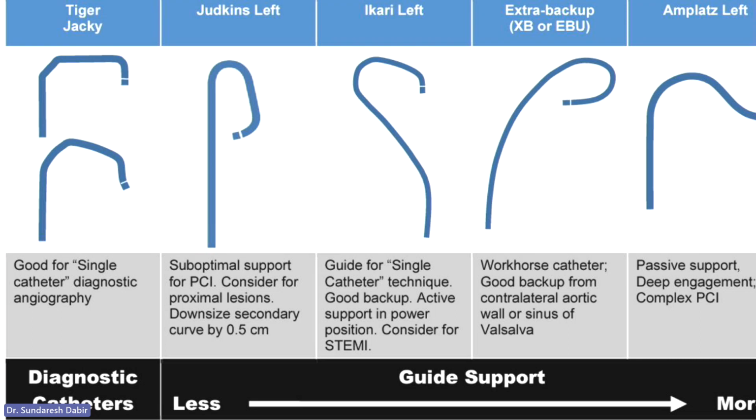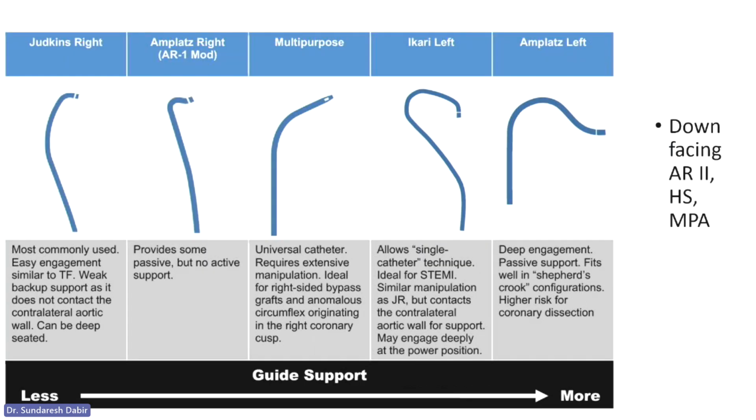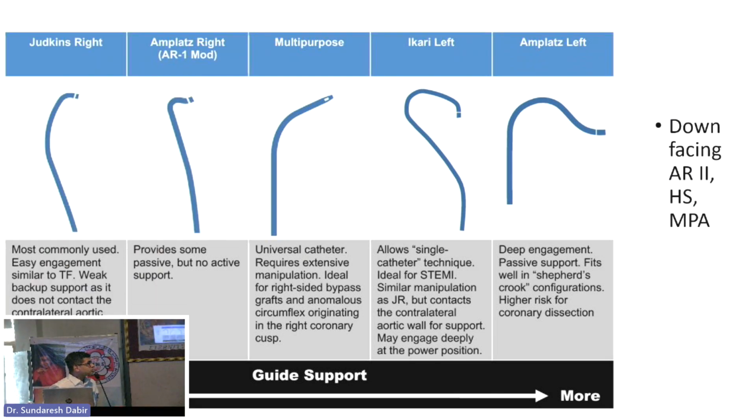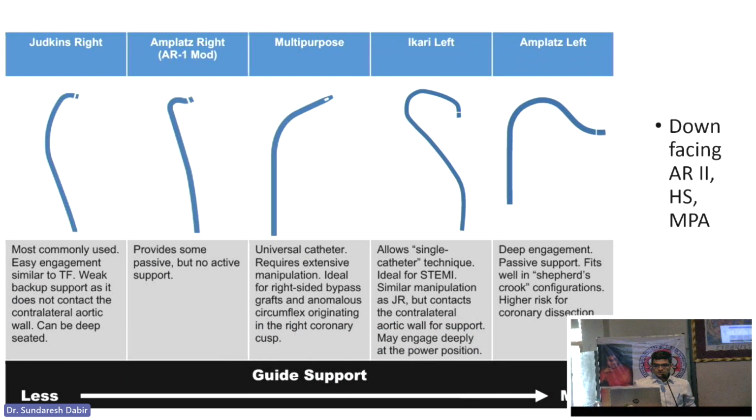The rest are not required. The JL has very poor backup. XB has great backup, but XB tends to dissect the left main if not well seated. Okay. Same way for the right, you can see support is increasing, more support. Same way for the left, more support comes with XB. Okay. So for RCA, the standard is Judkins right, but very poor support. If you want more support, you need an AL2 based on the situation. Again, the AL2 problem: it can dissect the ostium. Okay. If you have anomalous RCAs which are down facing, you can use MP. The other options in such cases are hockey stick and AR2. Okay, these are the shapes.